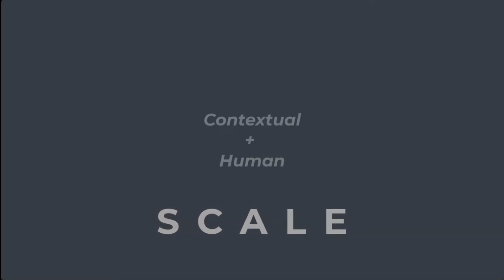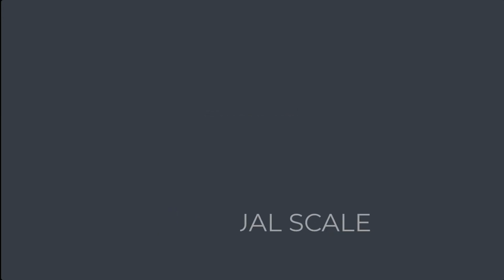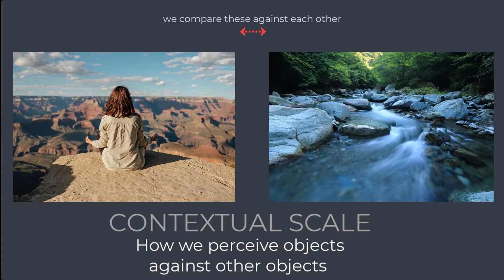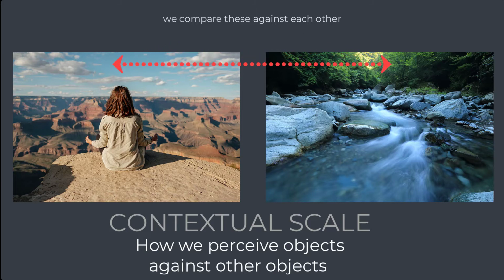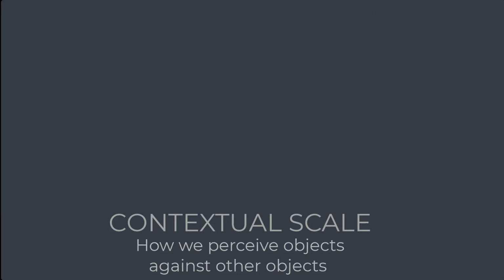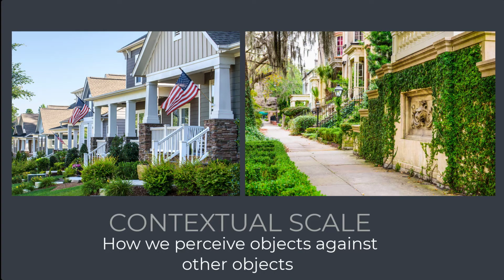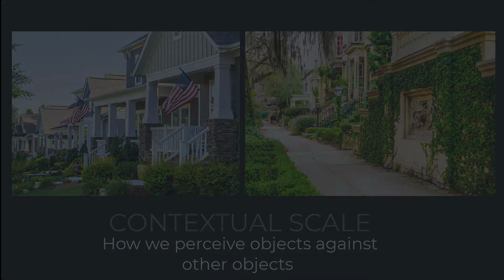We perceive scale in two ways: contextual scale and human scale. Contextual scale refers to how we compare objects against each other in our larger surroundings. Remember that Grand Canyon example? We compare this canyon to other riverbeds we've seen in the past and we are surprised. But it's not only the natural environment that we perceive this way. It's also the street we drive through, the buildings we use, and even the homes that we live in. Scale informs our sense of place, our relationship to the world around us.